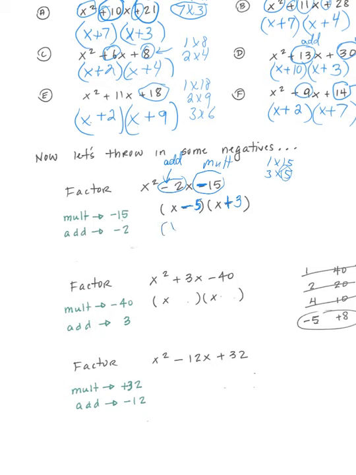If you had them mixed up, you'd see that these add to be positive 2, and we needed them to add to be negative 2.